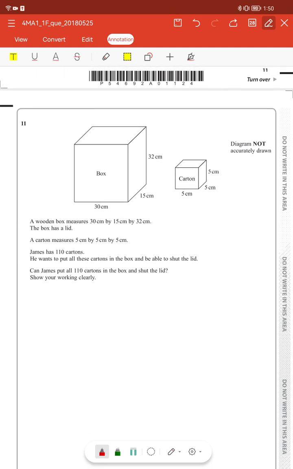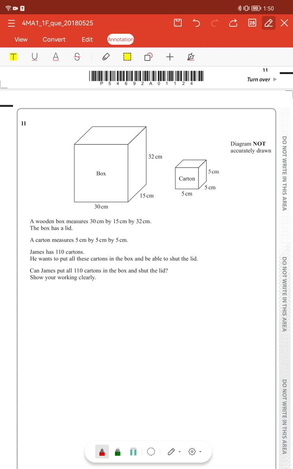A wooden box measures 30 by 15 by 32. The box has a lid. Then we have these cartons inside it. He has 110 cartons. He wants to be able to put all the 110 cartons in the box and shut the lid. Can he do that?